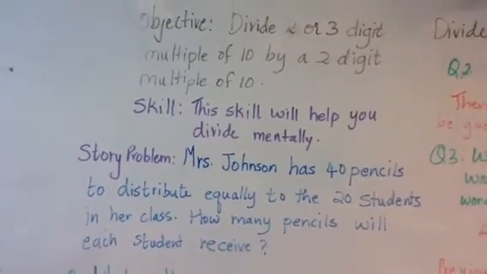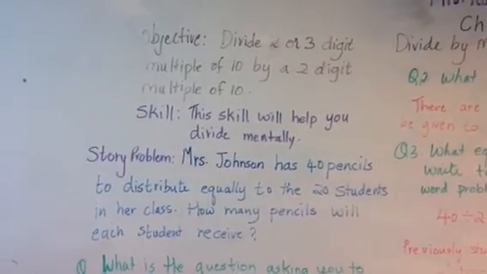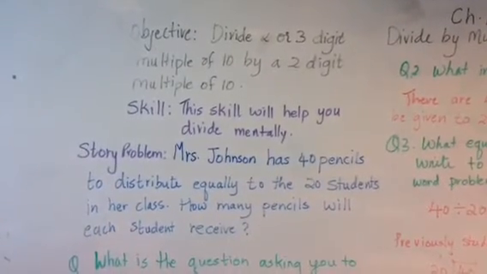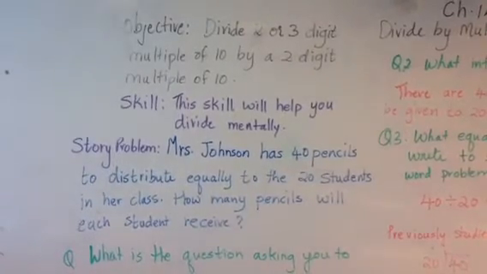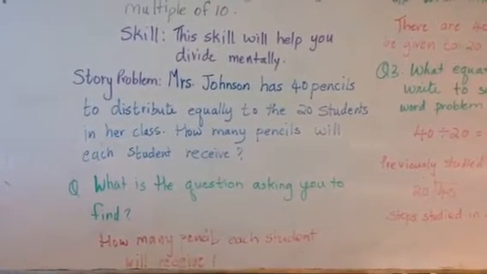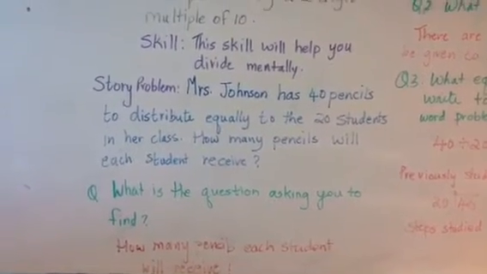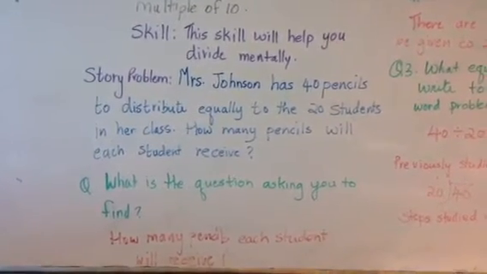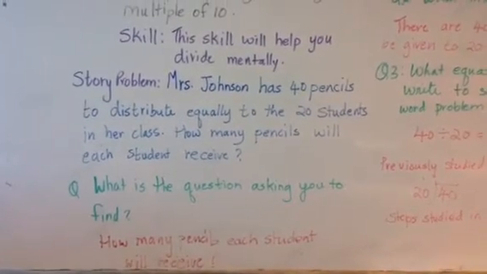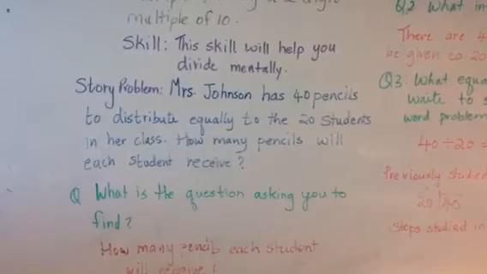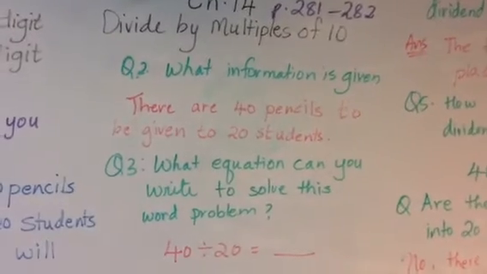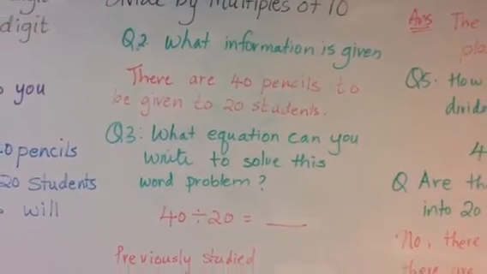Story problem. Mrs. Johnson has 40 pencils to distribute equally to the 20 students in her class. How many pencils will each student receive? What is the question asking you to find? How many pencils each student will receive. So there are 40 pencils and 20 students, and they are both two-digit numbers. What information is given? There are 40 pencils to be given to 20 students.